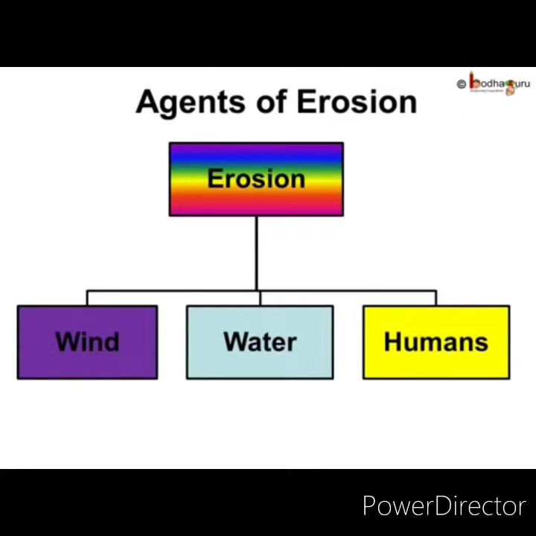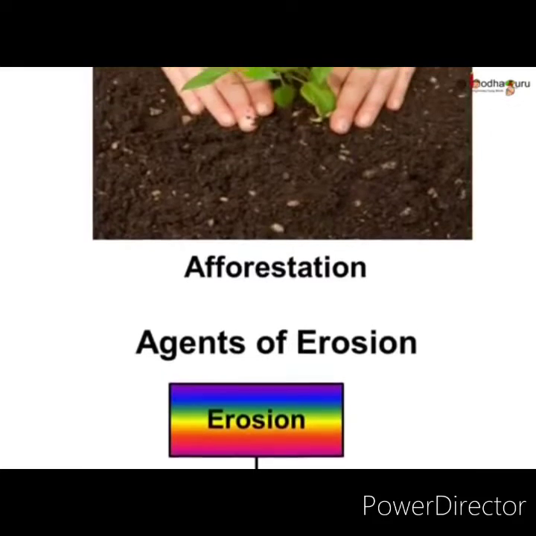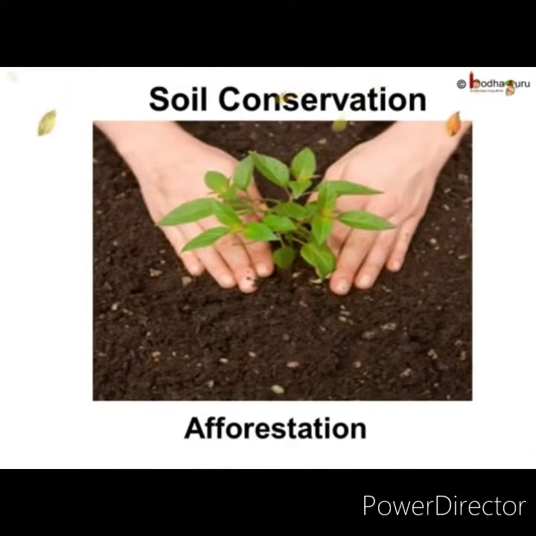So we summarize that the agents which cause soil erosion are wind, water, human activities like deforestation, overgrazing of cattle, leaving uncultivated land, ploughing on the hills. So what steps should be taken to protect the soil from erosion?